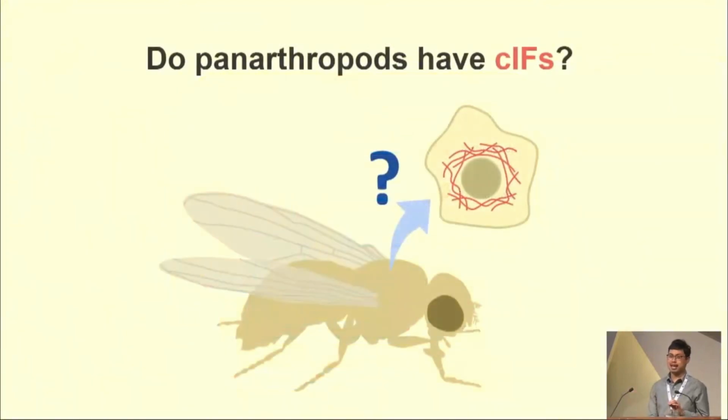However, this idea has been made based on studies in just a few pan-arthropod models. Since we know that cIF seems to have some important functions in the cells of other animals, it's quite hard to imagine how pan-arthropods could suddenly lose this protein. So here we decided to revisit this pan-arthropod cIF issue to see whether these animals actually have lost their cIF or not. Since now we are living in the genomic era with many transcriptome and genomic data in our hands, I think it's a perfect time to answer this question again.